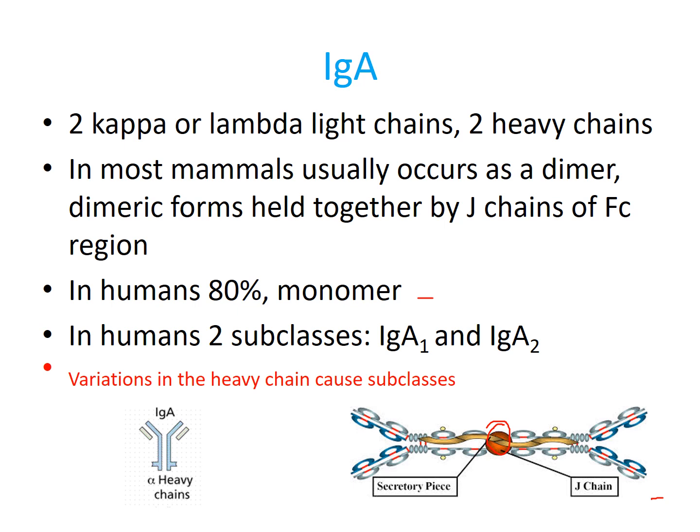And there are 2 subclasses of IgA. We have IgA1 and IgA2. Technically, either one of them, IgA1 or IgA2, can exist in the dimeric form, and so it would be secretory IgA1 or secretory IgA2. So it would have a little S in front of it if it was secretory, okay?